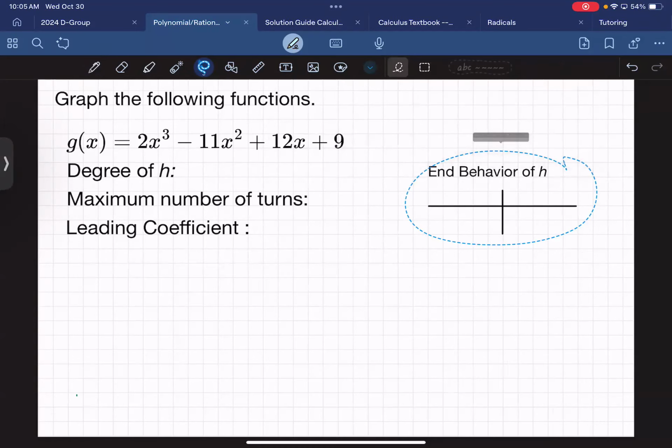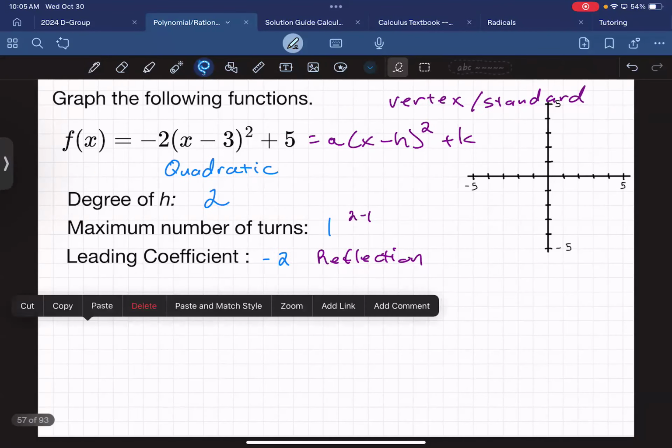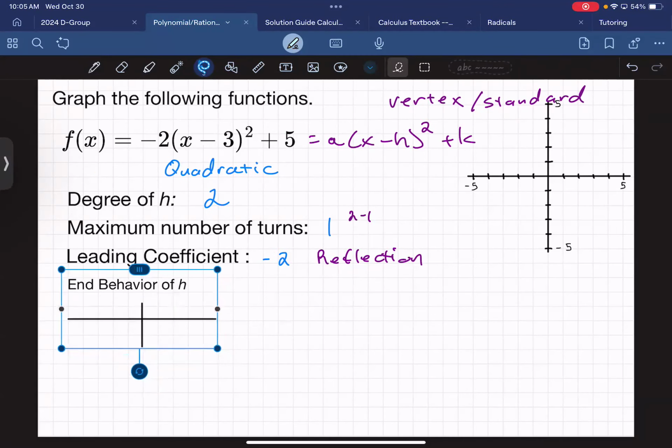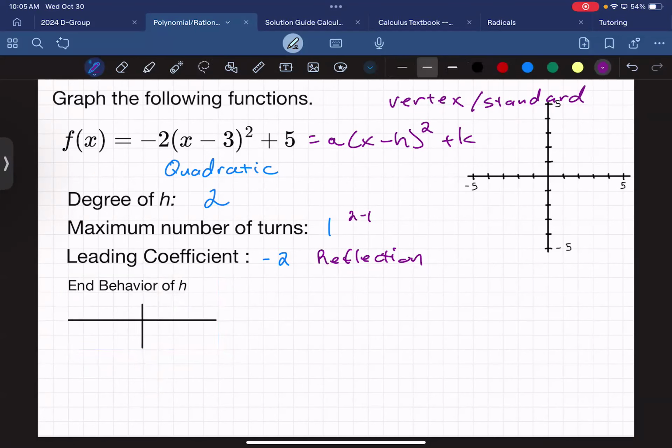Now, we use end behavior usually for other graphs, but it's a good place to see that it still holds true for quadratics as well. So as we look at the left-hand side, we would say x approaches negative infinity. What's the reflection tell me my graph's going to do?